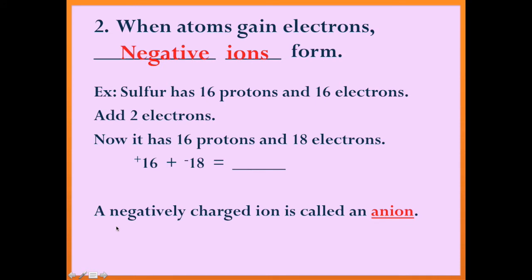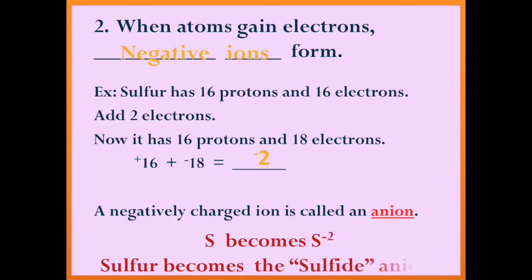Here, for example, sulfur has 16 protons and 16 electrons. If you add 2 more electrons, now it will have 18 electrons, which gives it a minus 2 charge. And we call negatively charged ions anions. We often change the ending of a negatively charged atom. For example, sulfur, we change that ending to sulfide once it ionizes. So sulfur has a minus 2 charge as a sulfide anion.